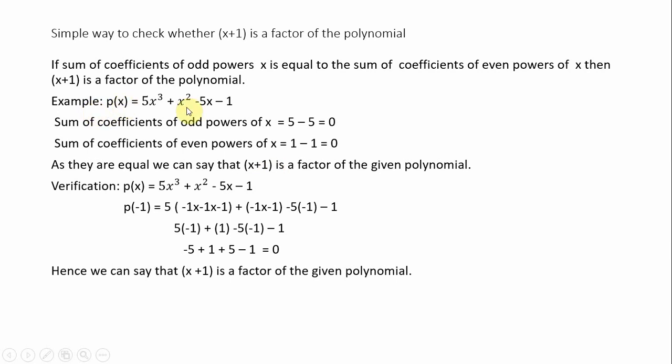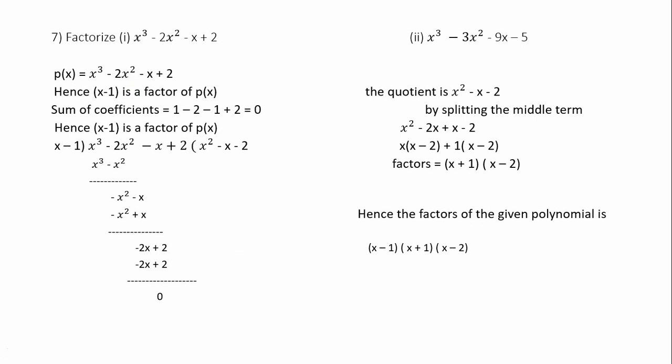So just by looking at the coefficients of the odd powers of x separately and even powers of x separately, if they are equal, you can say that the given polynomial is having x plus 1 as its factor, right? So when factorization sums are given to you, you can just find out by looking at them. Now, seventh question, coming to the sum.